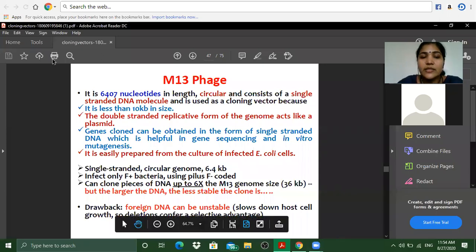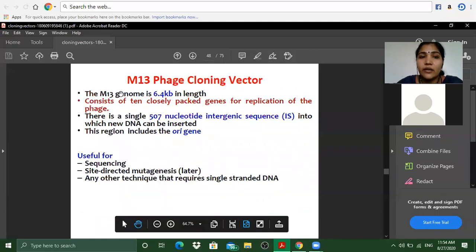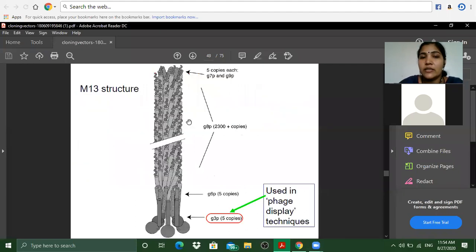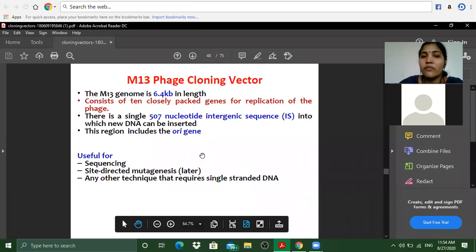Since it has many plus points and we can use the M13 phage for making a vector of our choice, scientists went ahead and made an M13 phage cloning vector. The M13 genome is 6.4 kilobase pairs in length and consists of 10 closely packed genes for replication of the phage. There is a single 507 nucleotide intergenic sequence, IS, into which new DNA can be inserted. This is what the intergenic sequence looks like, where the new DNA will be inserted.